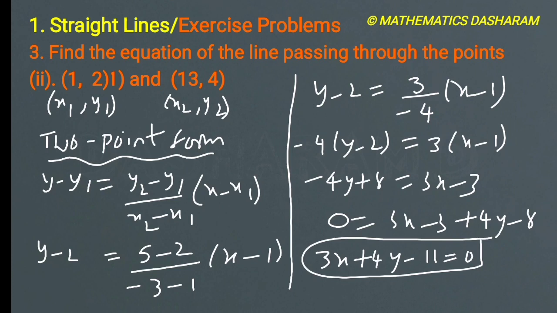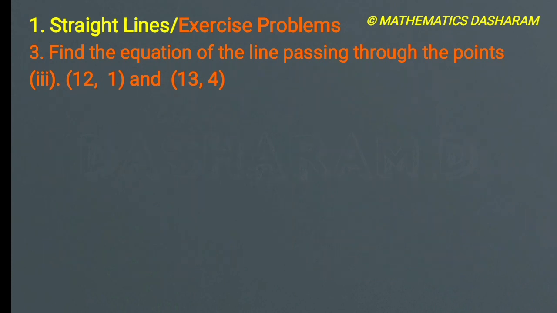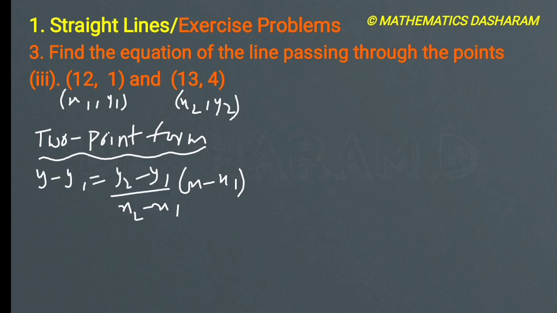Next, the third problem is 12 comma 1, 13 comma 4. So y minus y1, so y1 is 1, y2 minus y1, 4 minus 1, x2 minus x1, 13 minus 12, bracket of x minus x1, so x minus x1 value is 12.